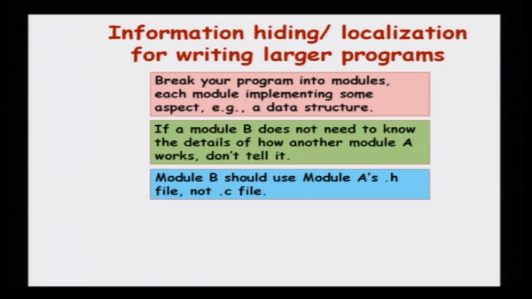So, the general principle is what is known as information hiding or localization. So, break your programs into modules. We have already seen one way to break a program into modules, which is by writing functions. Now, this is another level of modularization, where you take a collection of functions and put them in a file and have multiple files. Each module implements some aspect, for example, a data structure like a linked list. Now, if a module B does not need to know the details of how another module A works, then we do not need to tell B about how it is done, but module B should use module A's .h file, not the .c file.